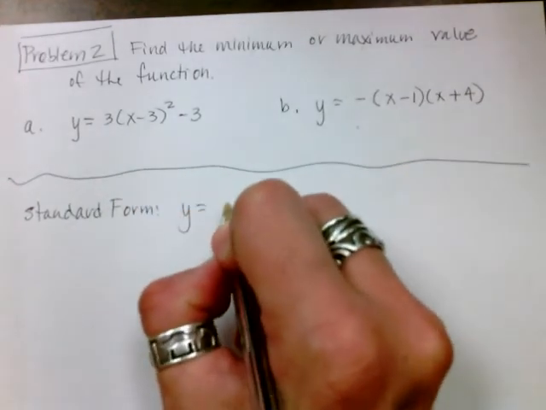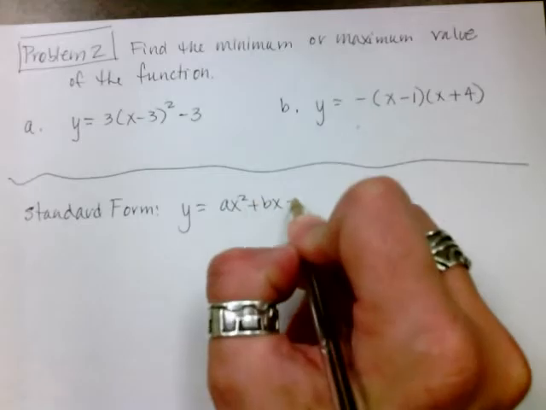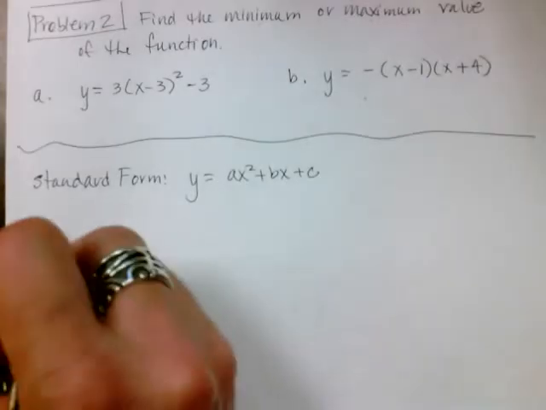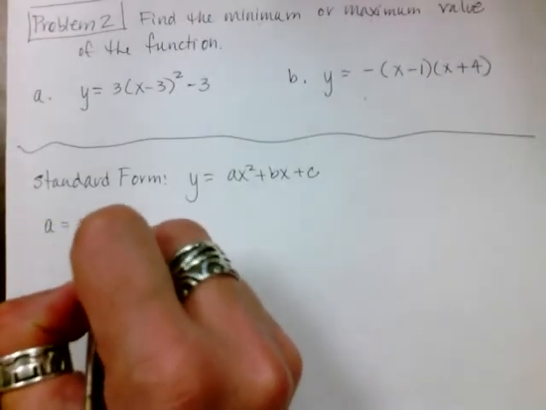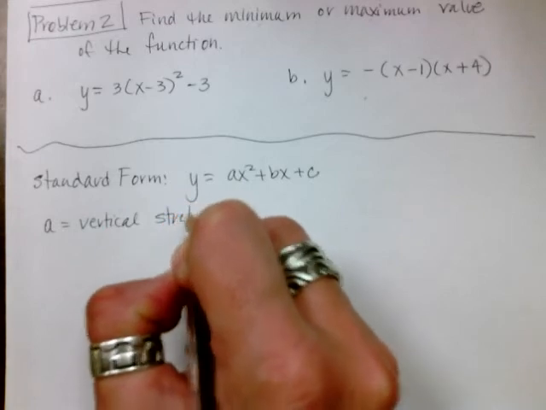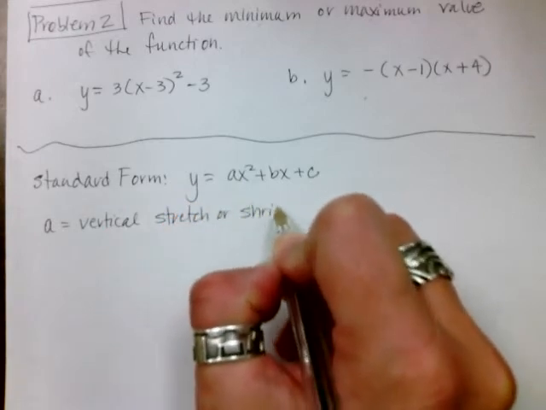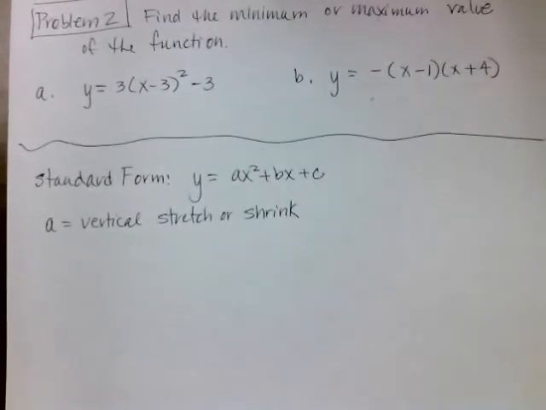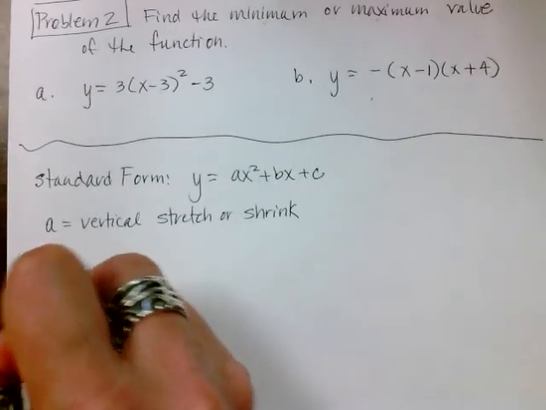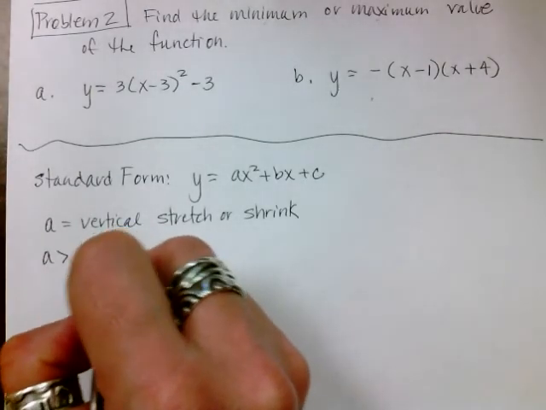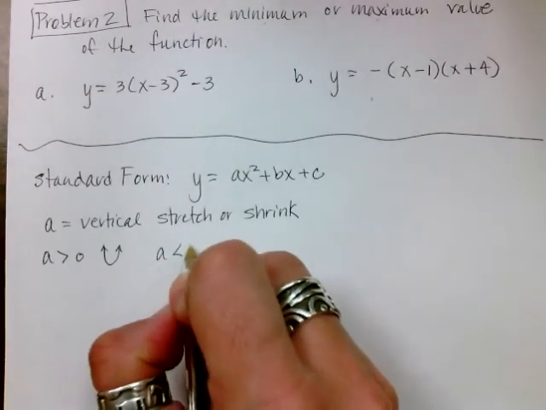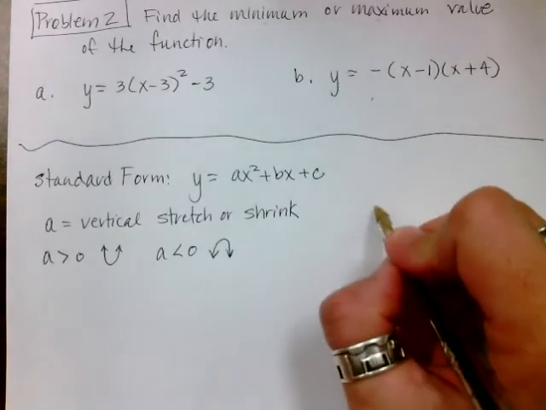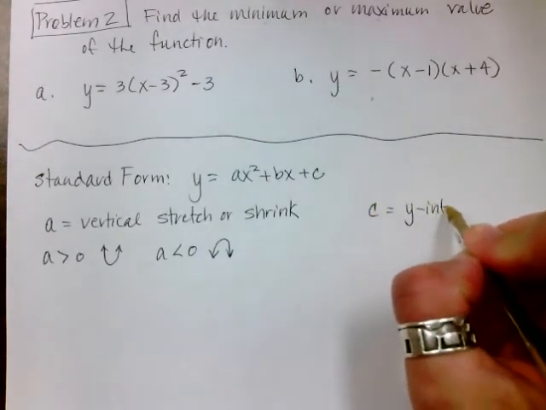The equation is y is equal to ax squared plus bx plus c. And based on the formula, I know a lot of information. A is my vertical stretch or shrink, which means it makes the graph taller and thinner or shorter and fatter. If A is positive, it means that the graph points up, and if A is negative, it means that the graph goes down.